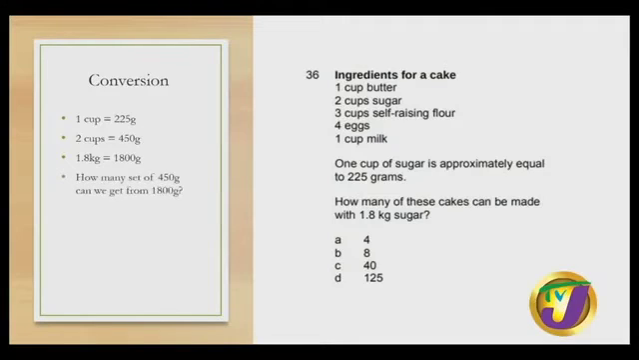Now, how many sets of 450 grams can we get from 1,800 grams? And we do this by dividing. So we will divide 450 into 1,800 grams. And that gives us 4 cakes can be made with 1.8 kilograms of sugar.